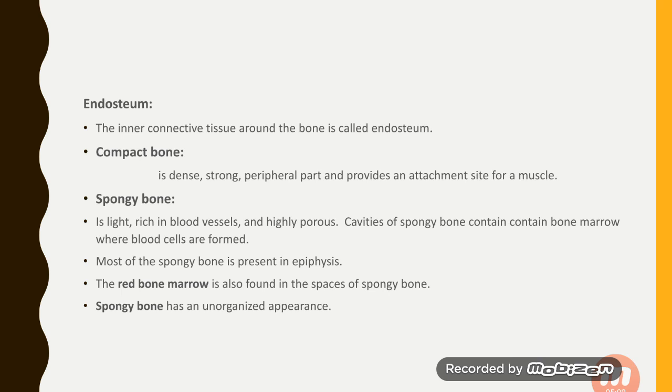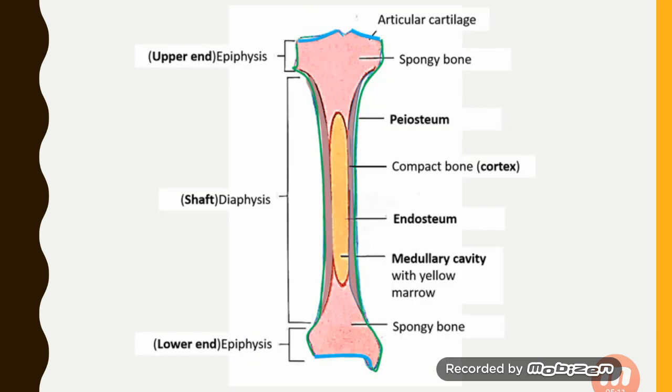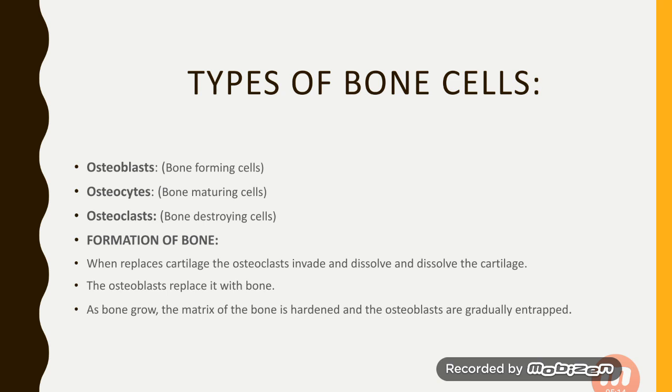Now, the types of bone cells. There are three different types of bone cells, and their names are osteoblasts, osteocytes, and osteoclasts, respectively. As you can see in the slide, osteoblasts are the bone forming cells, osteocytes are the bone maturing cells, and osteoclasts are the bone destroying cells.